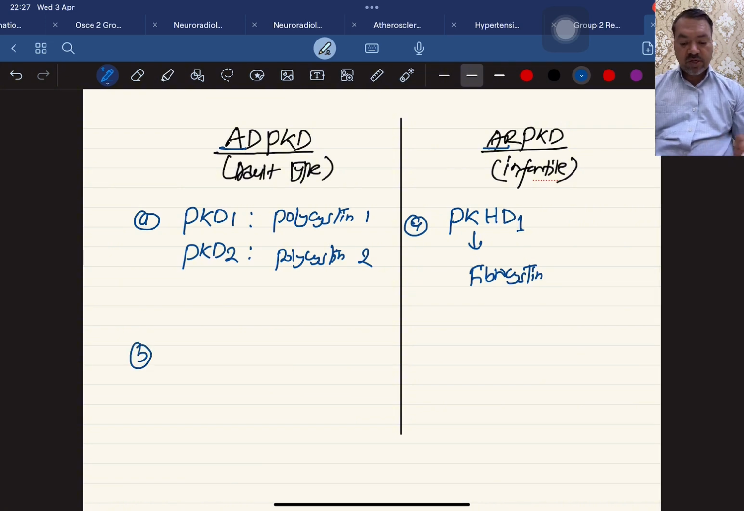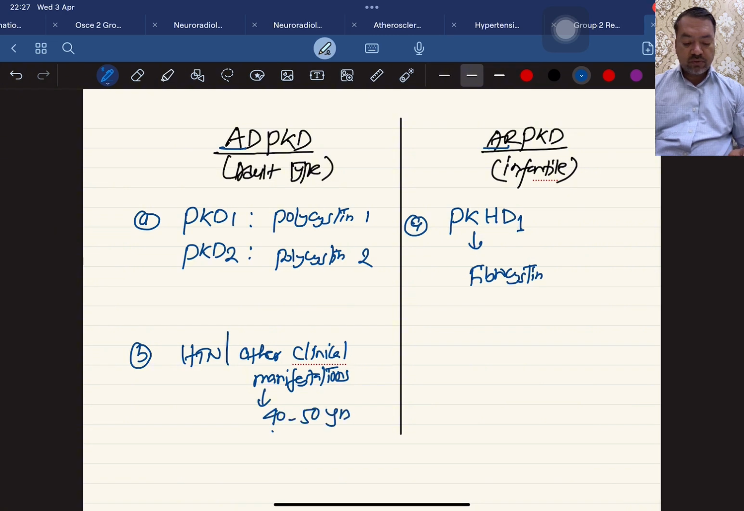Now what will happen to the patient? In case of adult onset polycystic kidney disease, the hypertension and the other clinical manifestations occur very late. They occur usually after 40 to 50 years of age. Till that time, the number of nephrons may be enough for the function of the kidney. That's why it presents very late. Whereas in autosomal recessive polycystic kidney disease, it manifests quite early.